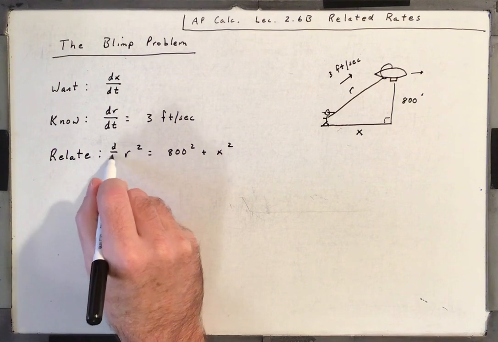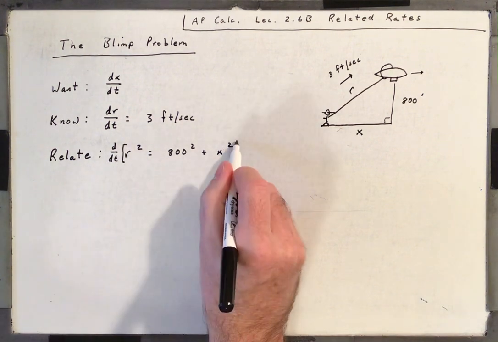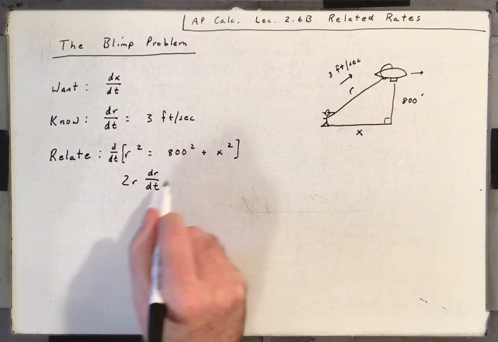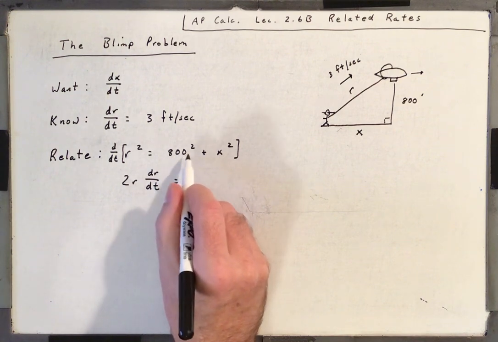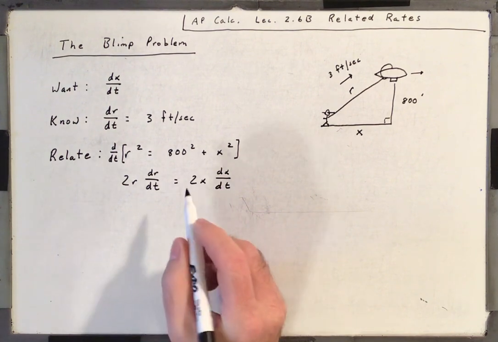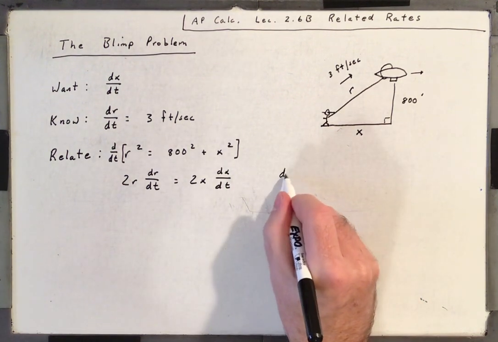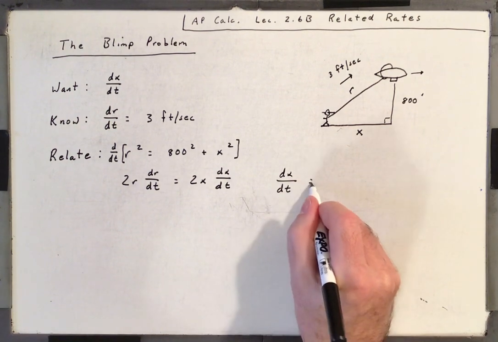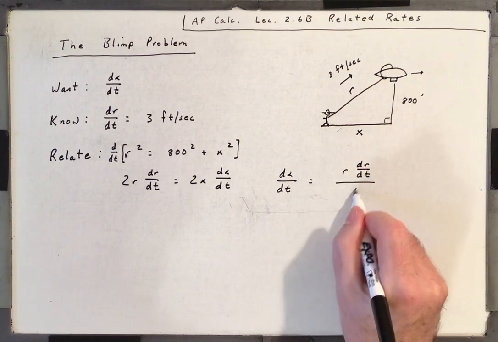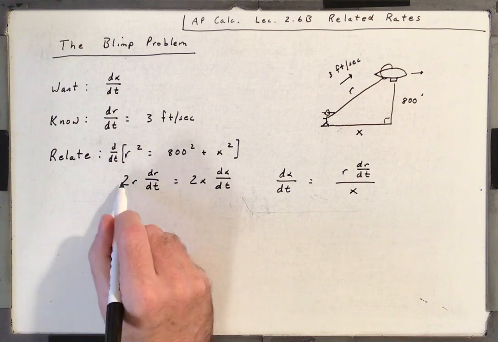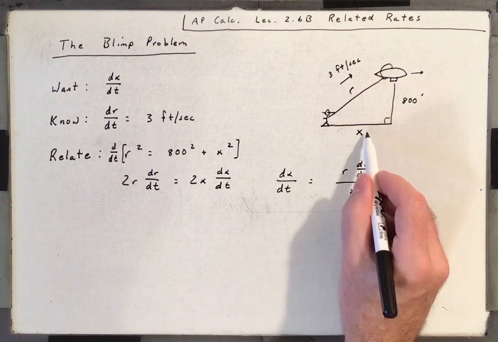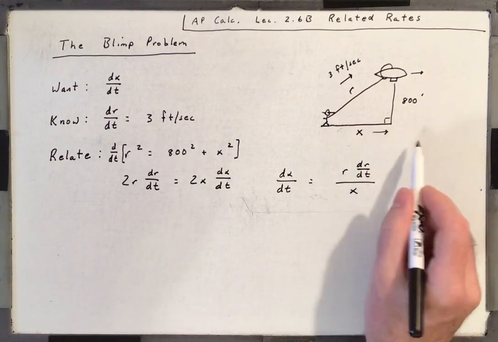So if we take the derivative of that with respect to t, we have 2r dr/dt is equal to the 800 squared, the derivative of that is 0, plus 2x dx/dt. Of course, the 2's will cancel out. dx/dt, solving for that, is going to be r dr/dt over x. Okay, bring that x underneath. The 2's will cancel. And there we go. This is the speed that the blimp is traveling. Blimp's going that way. What's the speed that it's traveling?